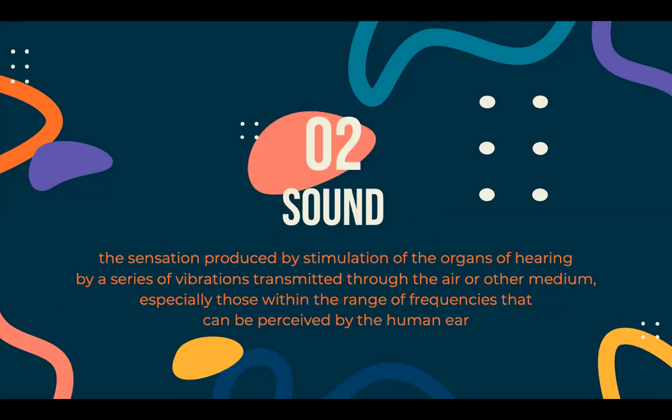Next is sound. Sound is the sensation produced by stimulation of the organs of hearing by a series of vibrations transmitted through the air or other medium, especially those within the range of frequency that can be perceived by the human ear. We discussed acoustics, which is the study of sound. Now, sound is the focus of the study of acoustics. It is produced by stimulation of the organs of hearing. So sound can be perceived by our hearing, and sound propagation will be discussed later on.